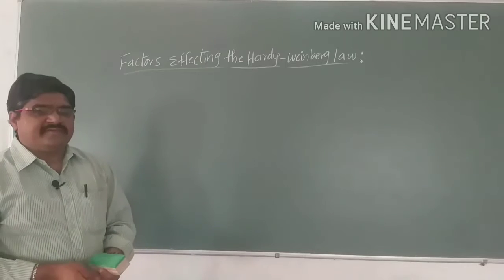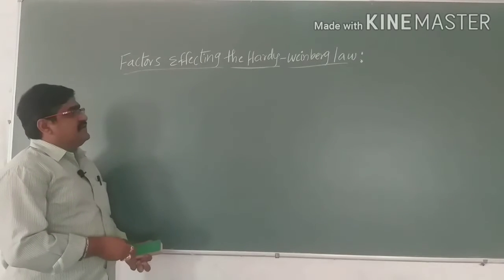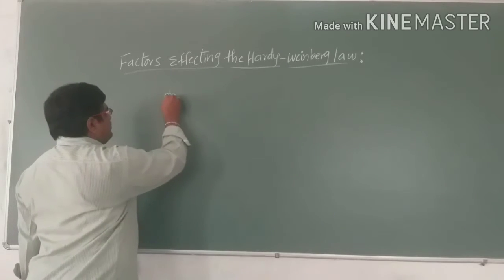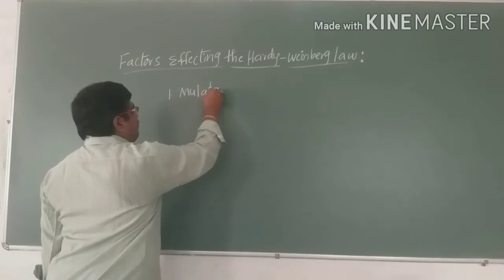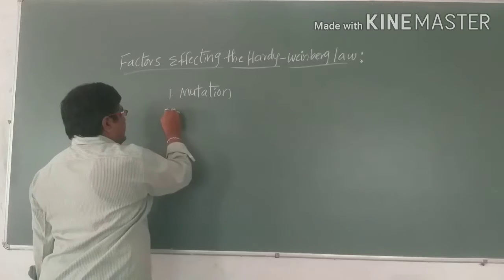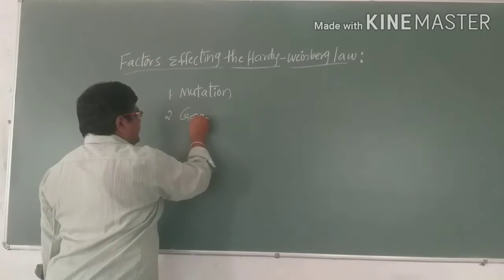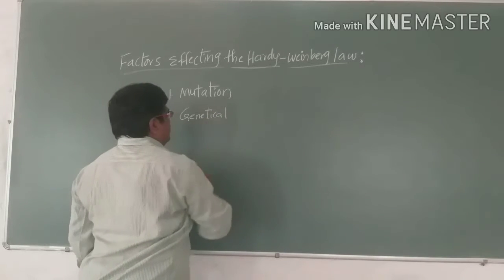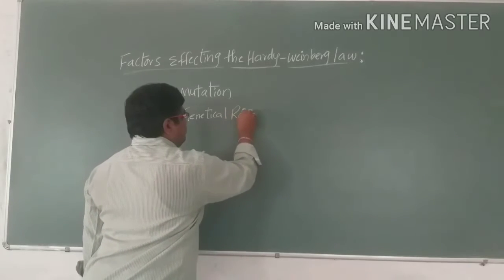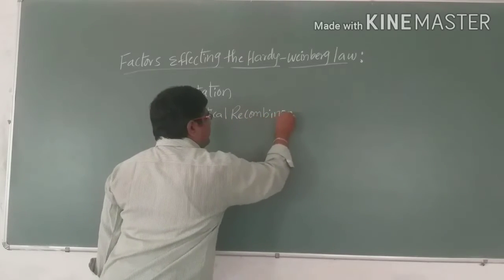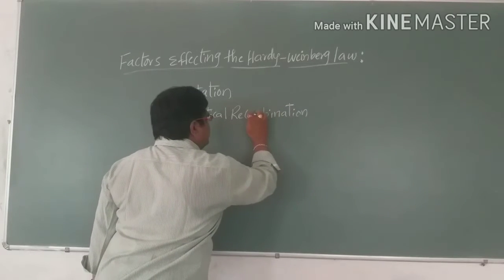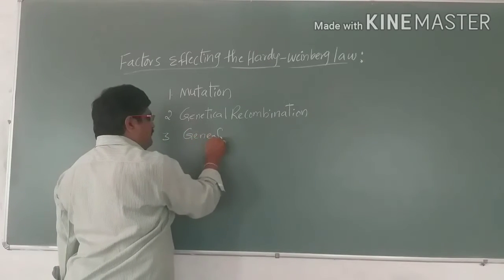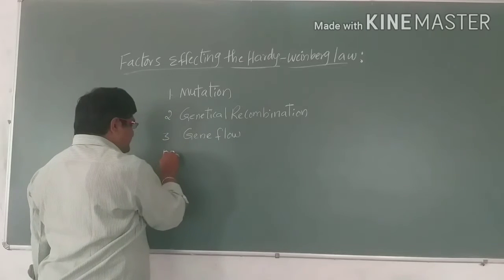Now, coming to the next one, that is the factors affecting the Weinberg law. So, there are several factors. The first one is mutation. The second one is genetical recombination. The third one is gene flow. The fourth one is genetic drift.